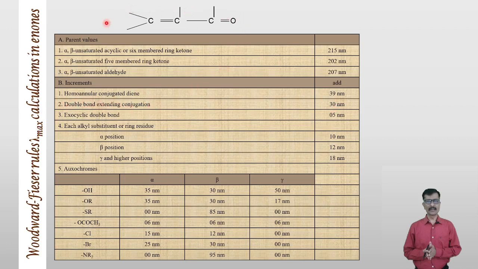So this is an enone system. In addition to the enone, if there is any double bond which is in conjugation with this enone system, then add 30.